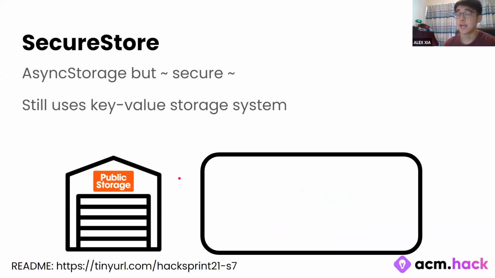Secure storage is basically async storage, but secure, woohoo. Going back to our public storage analogy, it's our public storage, but you buy a lock, and then only you have the key, and you rename your storage to private storage. This means that whenever you store your data inside, it's locked to anybody else, but you have the key to open the storage. Its format is still the same as async storage. You're still storing data in a key value method.